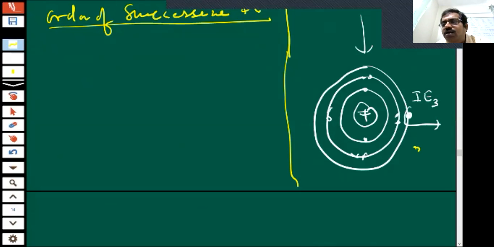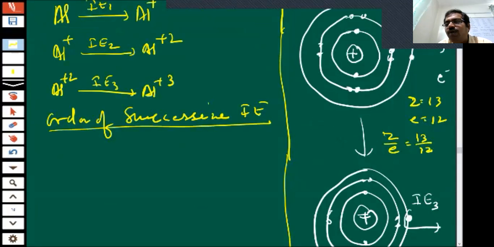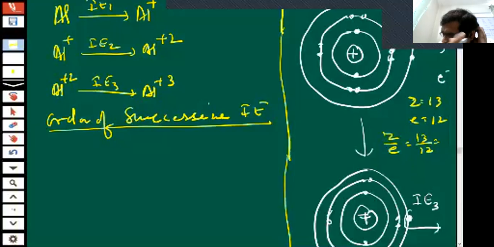Now, see, I have not removed an electron. Before removing an electron, I am finding out Z by E. 13 by 13 is 1. Now here, tell me, find out the Z by E value before removing the electron. 13 by 12. What is the value? 13 by 12 is 1.01.